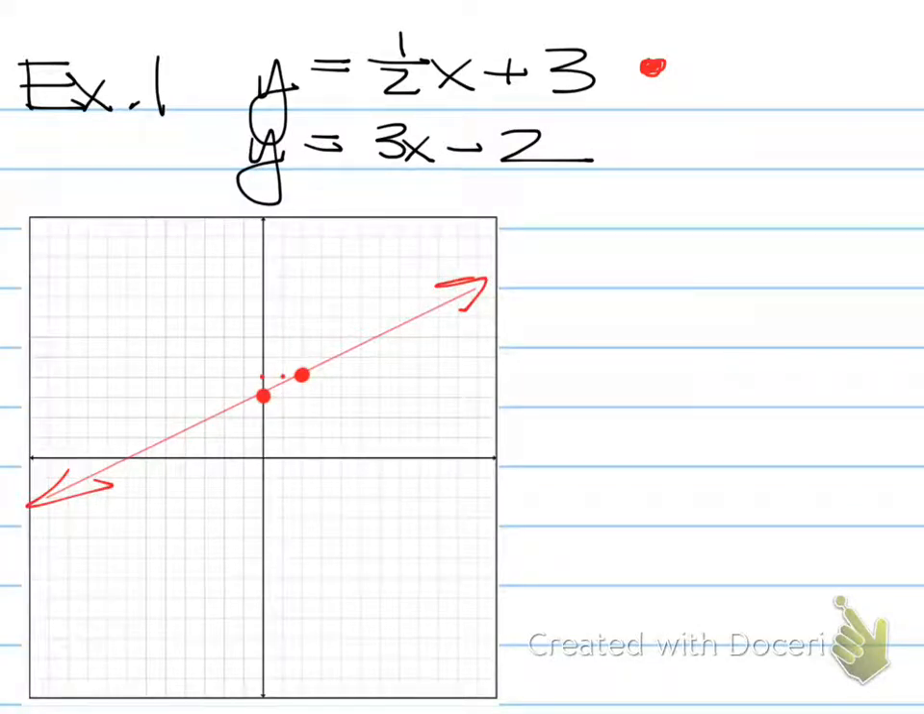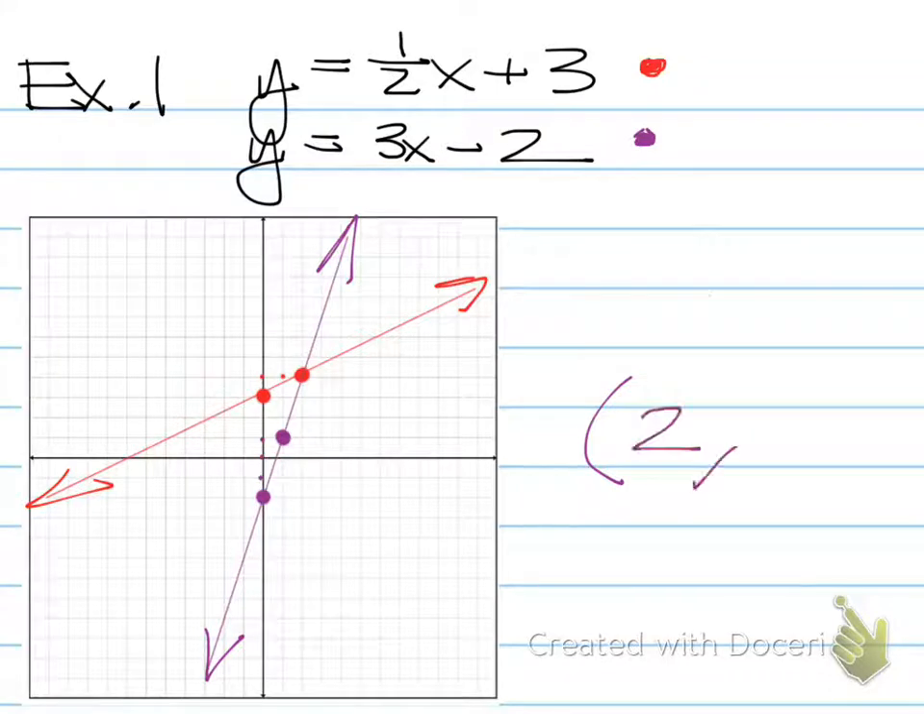and then we do the same thing for the second line. The y-intercept is -2. The slope is 3, so from that y-intercept we're going to go up 3 and over 1, draw a line through those 2 points, and the point where those two lines intersect is our solution. The coordinate for that point is (2, 4).